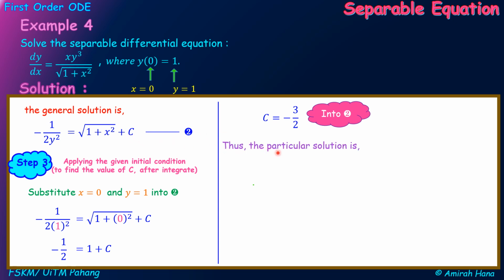Then we substitute the value of c into equation 2 here. Thus, the particular solution is negative 1 over 2y squared equals square root of 1 plus x squared minus 3 over 2. The particular solution means when we substitute the value of c into the general solution. From here, we have c equals negative 3 over 2, so after we substitute into equation 2, we get this. This is the final answer. Got it?